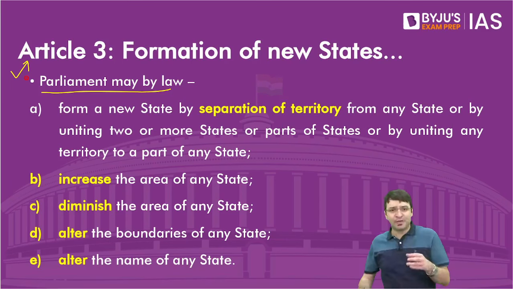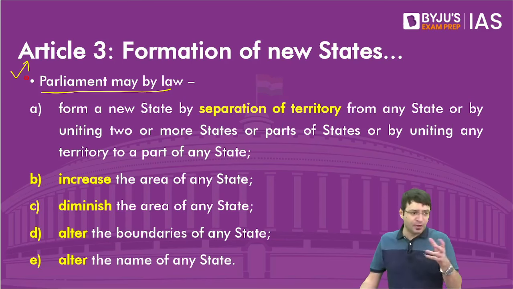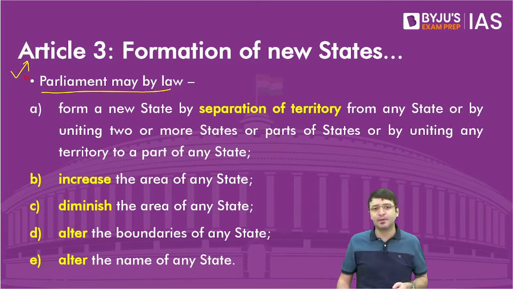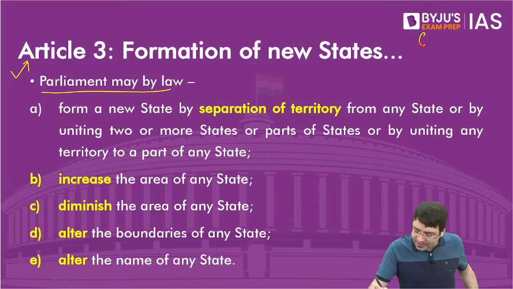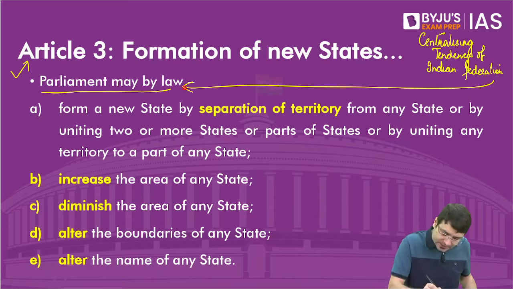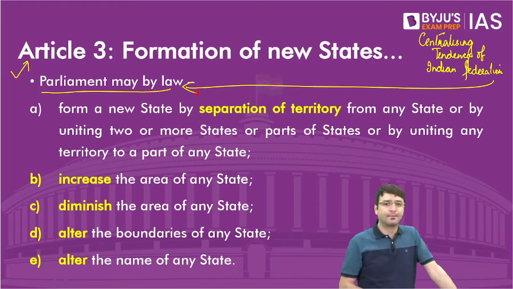And I told you that we will keep this topic, unitary versus federal, open. We will revisit this topic, and now we are revisiting this. One centralizing tendency of Indian federalism is Article 3 of the Constitution.